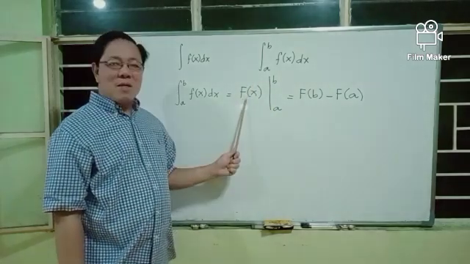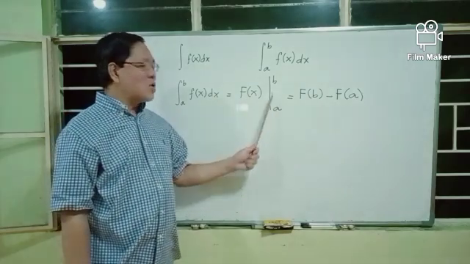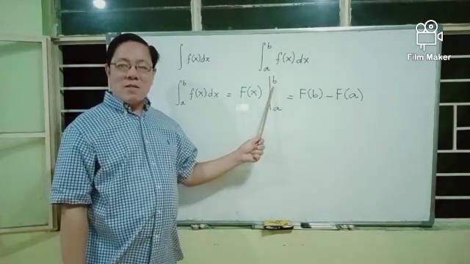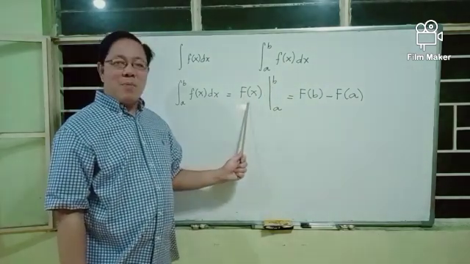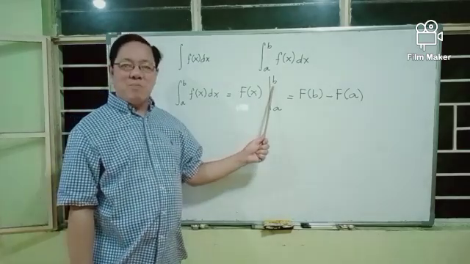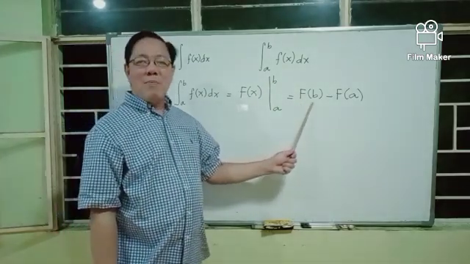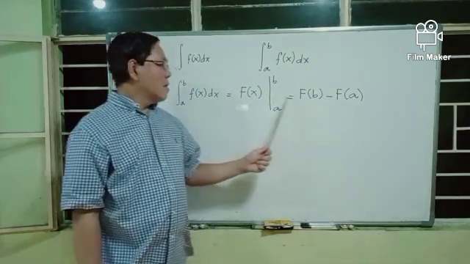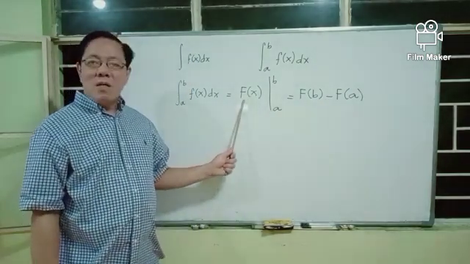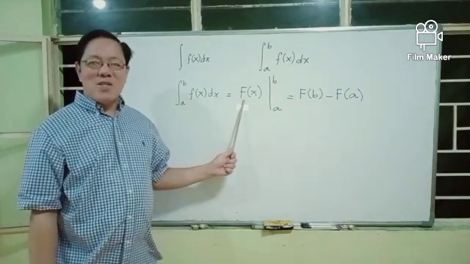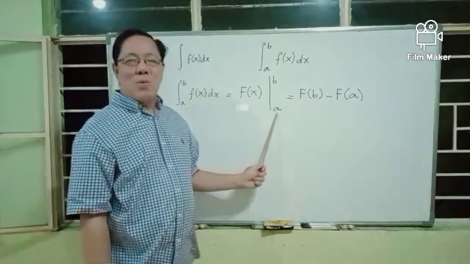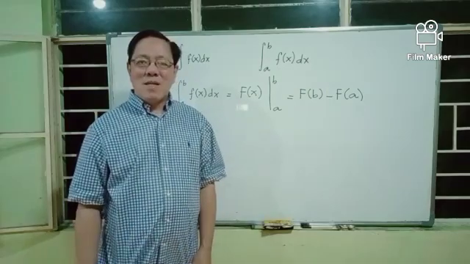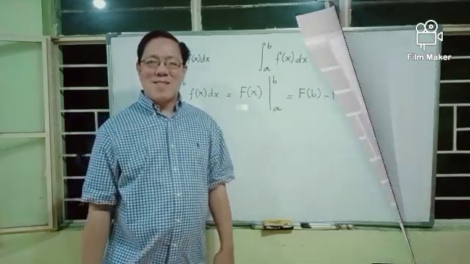We evaluate this function capital F of x according to the limits of the given definite integral. That is, we evaluate the function capital F of x from a to b, always starting with evaluating the function when x equals b. And you get F of b minus, it's always minus, the result when you evaluate the function F of x when x equals a. We now take some examples.